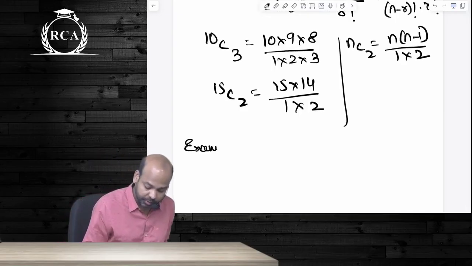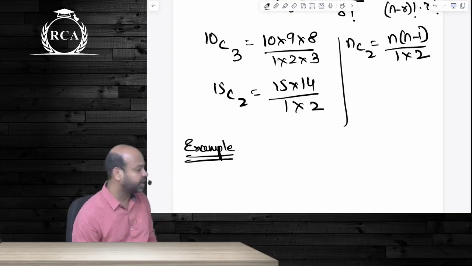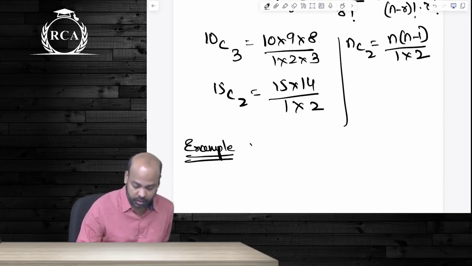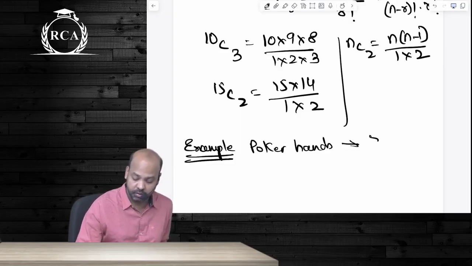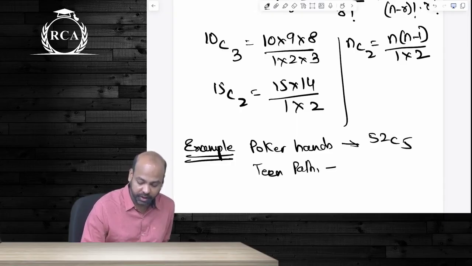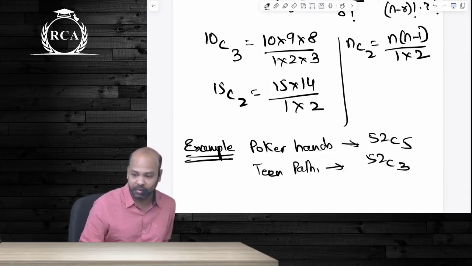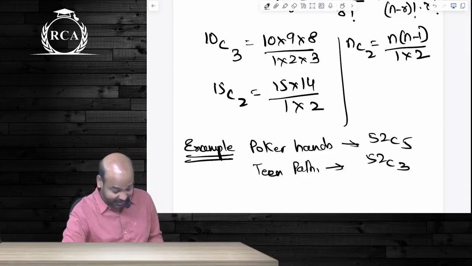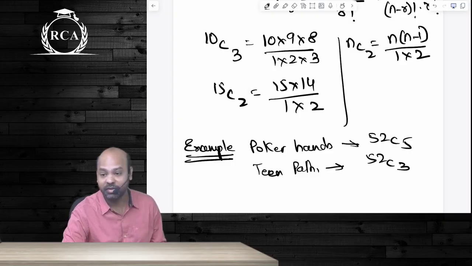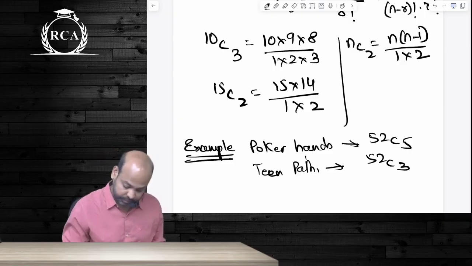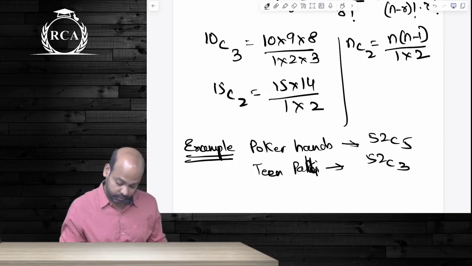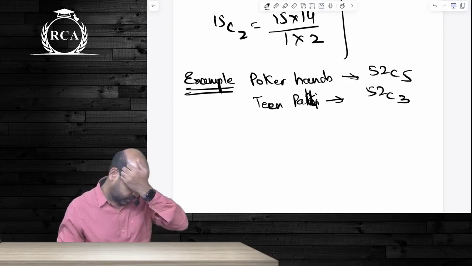Example is the poker hands one. Will that be a case of arrangement or a case of selection? If they ask us the number of poker hands, what will be the answer? 52C5. If 3 patti, it's an Indian game, it's 52C3 because it's a game. They will not use it in exams, I'm just giving you. If it's 3 patti, it will be 52C3. Out of a pack of 52 cards, you're supposed to select 3 cards.